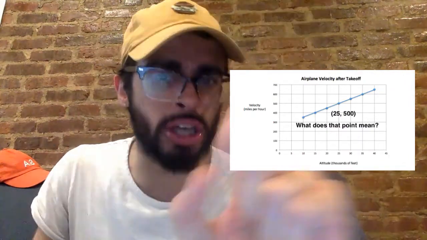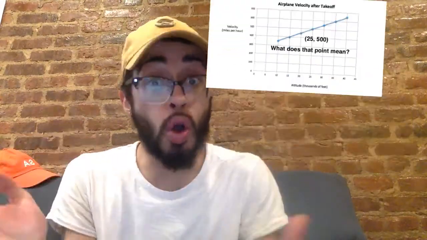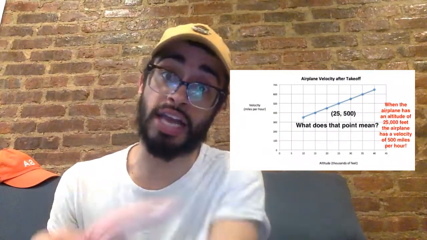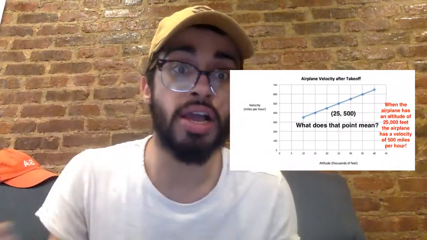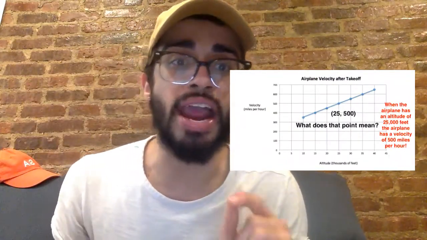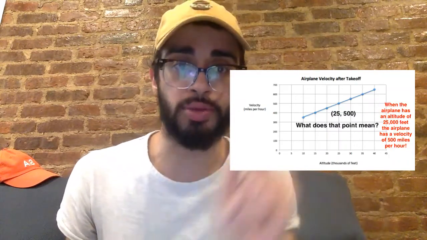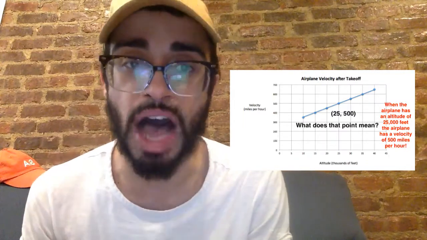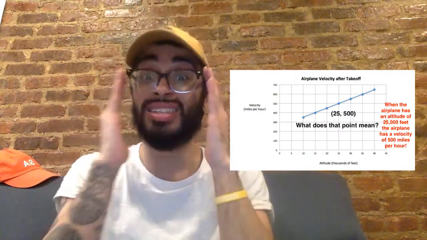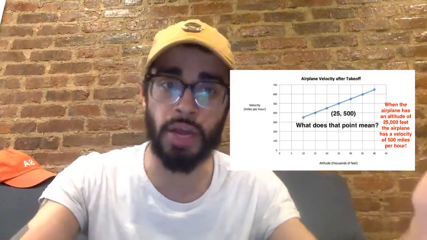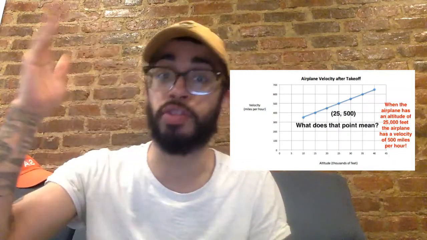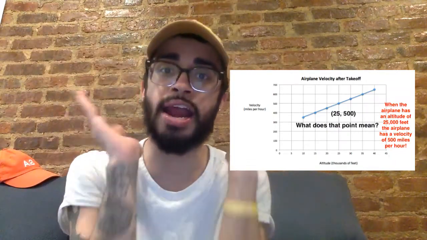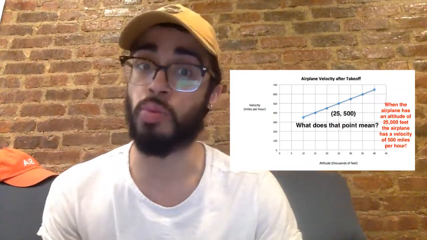We can even be more specific. If you look at the text in the red right over there, one way you could say it is when the airplane has an altitude of 25,000 feet, the airplane has a velocity of 500 miles per hour. These graphs let us know a relationship, and this relationship is the velocity and the altitude for an airplane. So that is one way to say it.